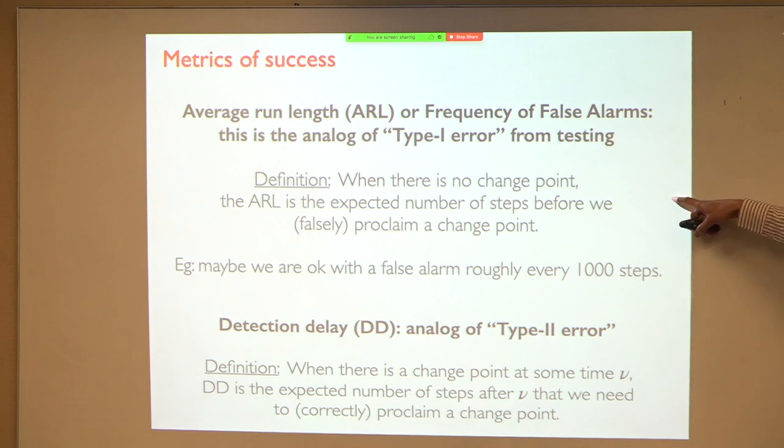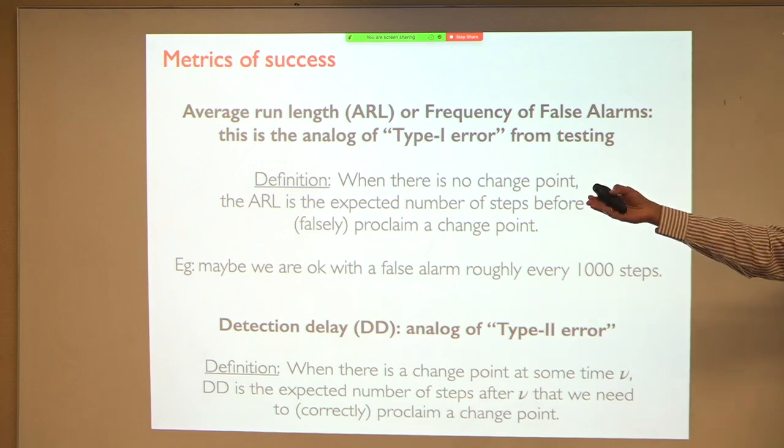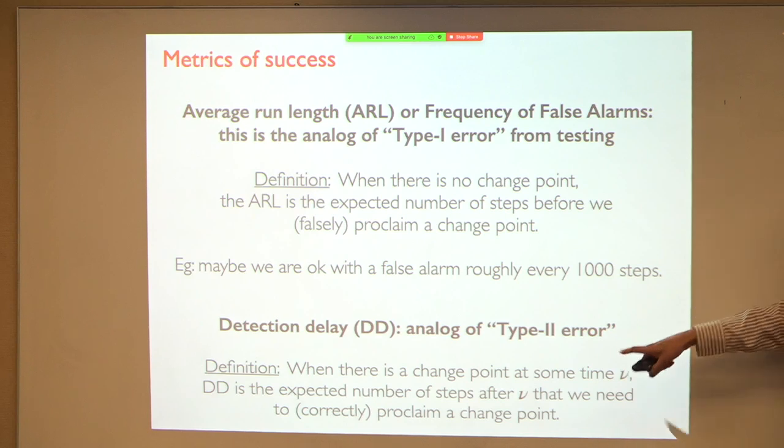Okay, so the reason it's defined in this way is roughly the following. You could have defined the type 1 error like we do in testing. It's saying if there's no change, then never proclaim a change. You can do that, but then it turns out that the detection delay will depend on the time of the change. So the further in the future the change is, the detection delay will actually depend logarithmically on nu.